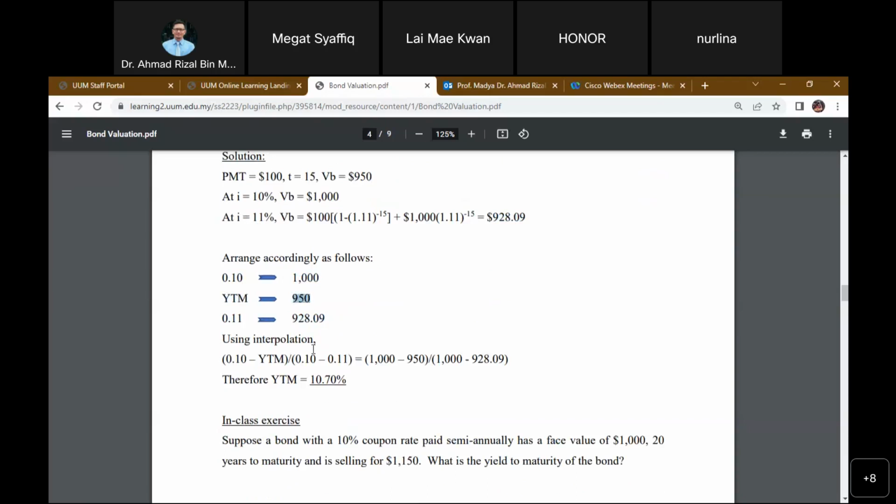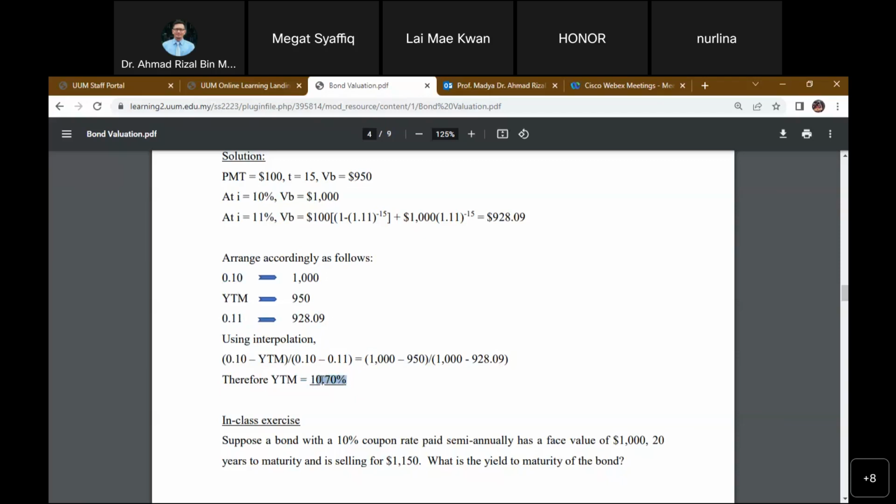Using the interpolation technique that we have seen earlier, you know that (0.1 minus YTM) divided by (0.1 minus 0.11) equals the right-hand side, which is (1,000 minus 950) divided by (1,000 minus 928.09). The rest is mathematical, as I have shown, and you have also gone through the calculation of this interpolation. Solving for YTM, you will get 10.7%, and you check to ensure that 10.7% is indeed sandwiched between 0.1 and 0.11. So this will be your yield to maturity.